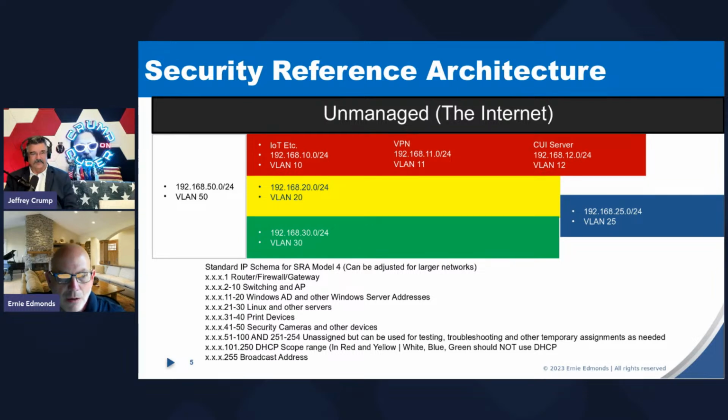So when we look at this, yeah, those IP ranges look like they would work, but where do they actually go? Remember that we've got the value of the data that comes into play.